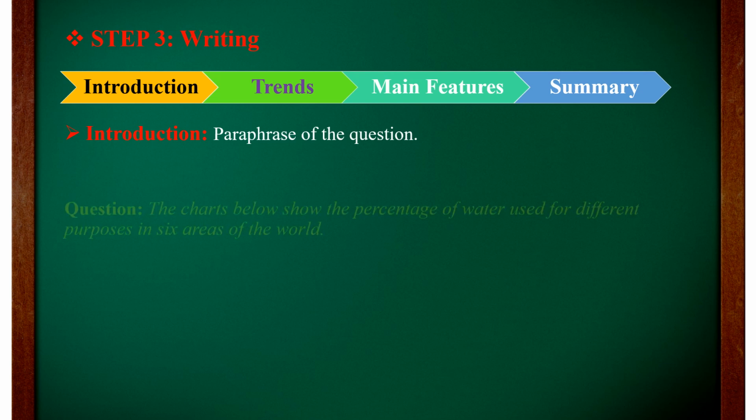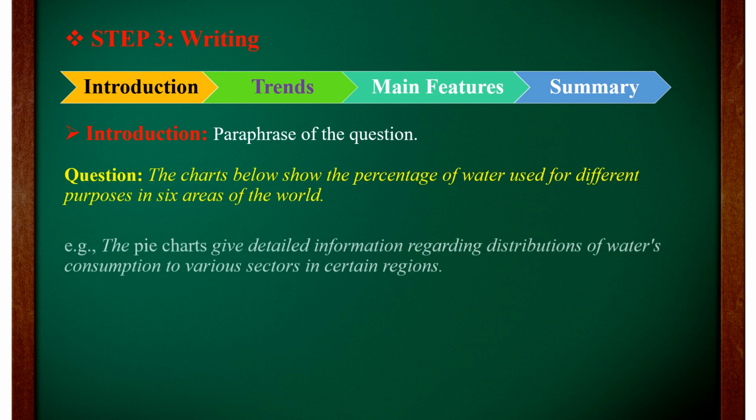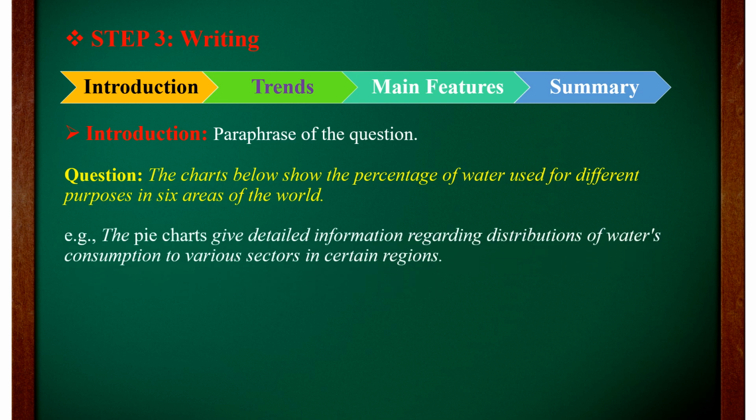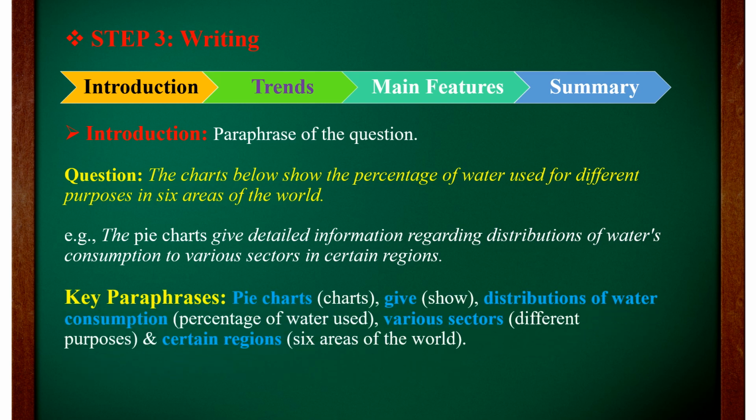The question is, the chart below shows the percentage of water used for different purposes in 6 areas of the world. So, how do I paraphrase this? I paraphrase it as the pie chart gives detailed information regarding distribution of water consumption to various sectors in certain regions. As you can see, I try not to repeat the given words in the question. For example, I use the word pie chart instead of chart.